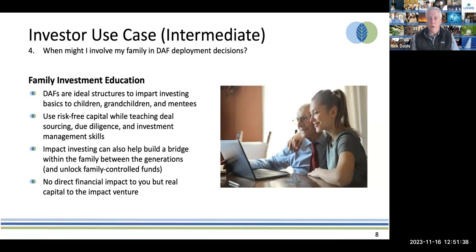And this can be a way to get the whole family engaged and excited about something versus trying to figure out what that one charity is everyone's going to agree on. And so, you know, it's a really interesting educational tool. And as I noted earlier, it doesn't have any direct financial impact on you, the DAF holder, but it's very real capital to the impact venture getting it. And for those reasons, it's a real use case from an education perspective. You know, it's not a hypothetical. It's very real, and provides a very strong educational and investment learning environment.